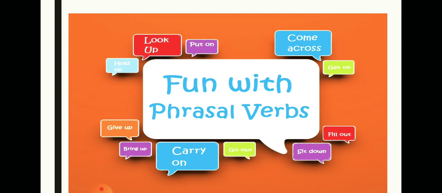And come across, get on, fill out, sit down, go out, carry on, bring up, give up. There are a lot of fun elements when we deal with phrasal verbs, because many people deal with the individual meaning of the verb, but it's entirely different when we deal with phrasal verbs. So it's very fun with phrasal verbs and their examples.